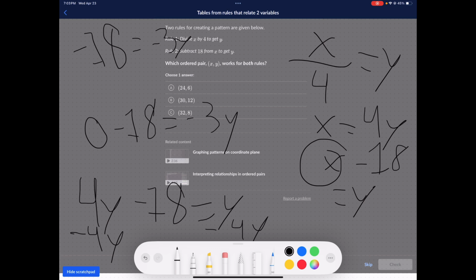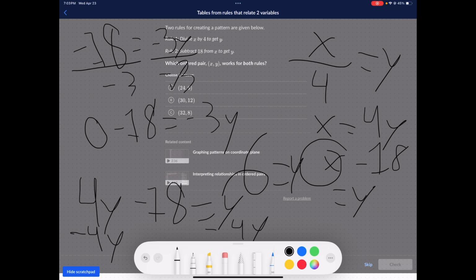Now, if we divide by negative 3 on both sides, what would we get? 6. So that means 6 would equal to y. Oh no, not x, y. And since there's only one choice that has y equal to 6, we know that a is our answer. But let's just keep solving for the purpose of this lesson.